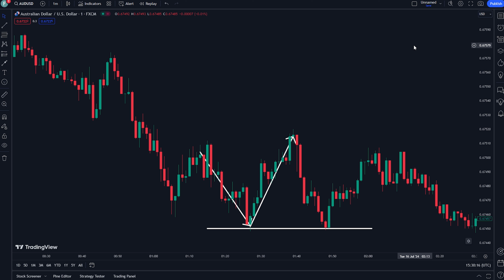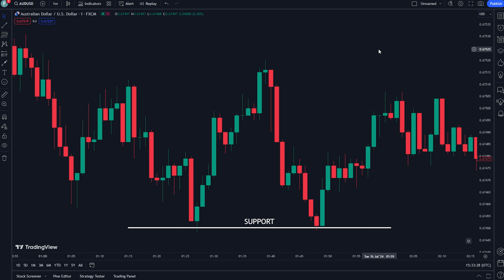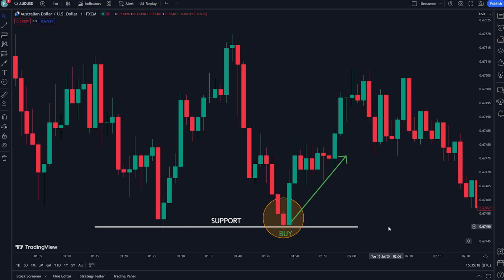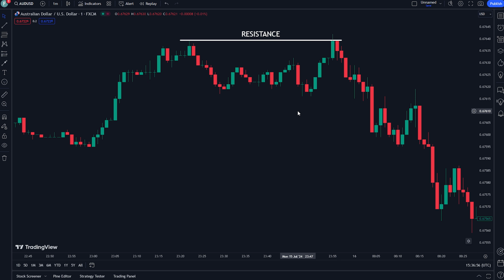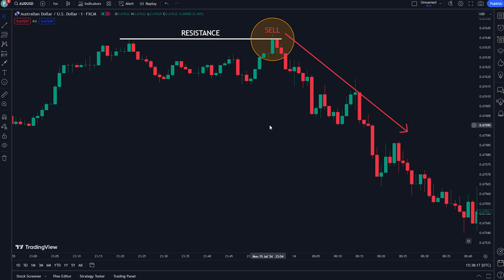Support and resistance. So these are key levels that are formed horizontally where the price has bounced off in the past and could possibly bounce again in the future. So if the level is below the price, it is called support, and there you can open a buy position if the price approaches it. And if the level is above the price, it is called resistance, and there you can open a sell position if the price also approaches it.